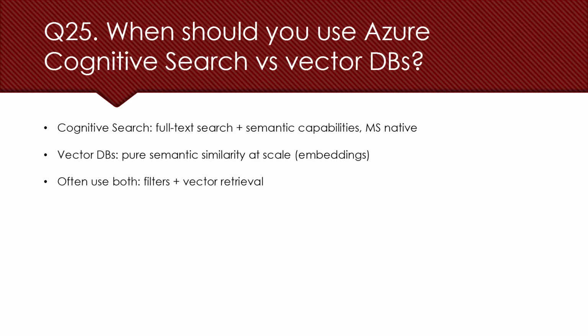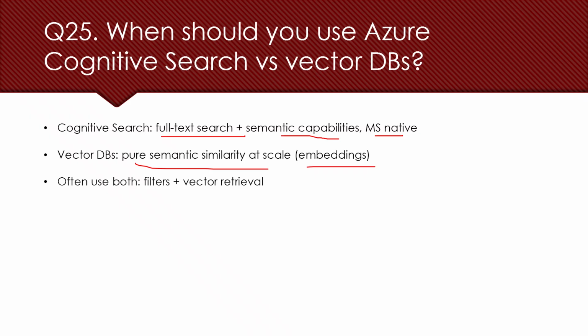Question number 25. When should you use Azure Cognitive Search versus a vector DB? This is a very important question which is sometimes asked by interviewers. Azure Cognitive Search is very powerful. It provides a fully managed search platform with full-text search, semantic capabilities, and is Microsoft native, while vector DBs are purely semantic similarity at scale, for example, embeddings.